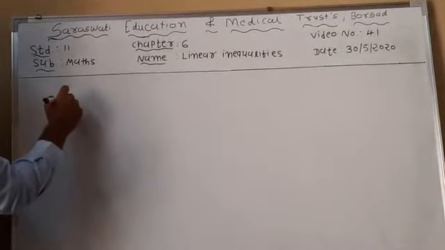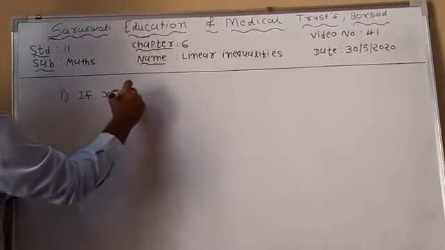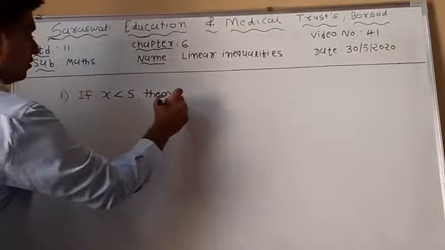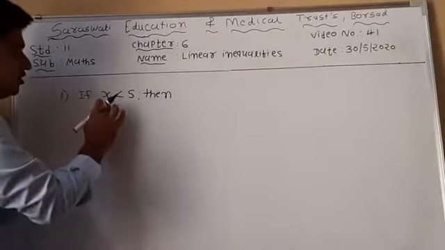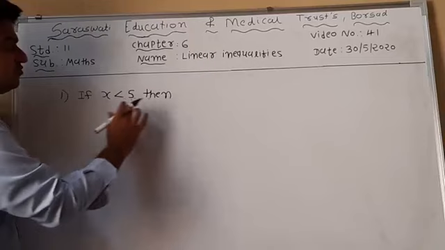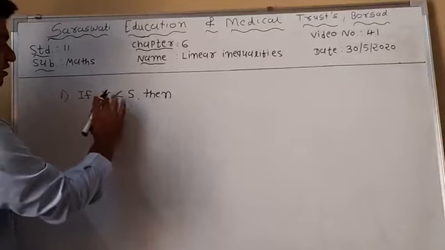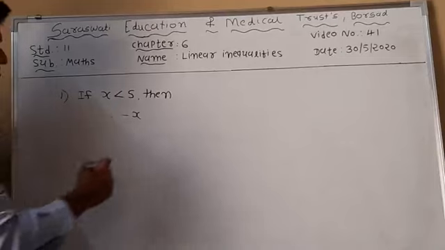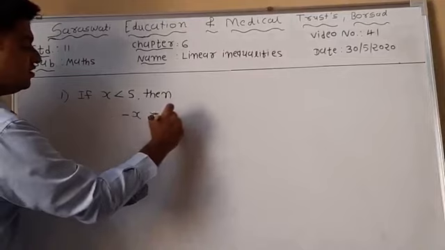Our first question: suppose x is less than 5, find the value of x. So how can we find it? Here x is less than 5. Another way to look at x less than 5 is to multiply by a minus sign on both sides. So minus x, with the inequality changed from less to greater, is greater than minus 5.